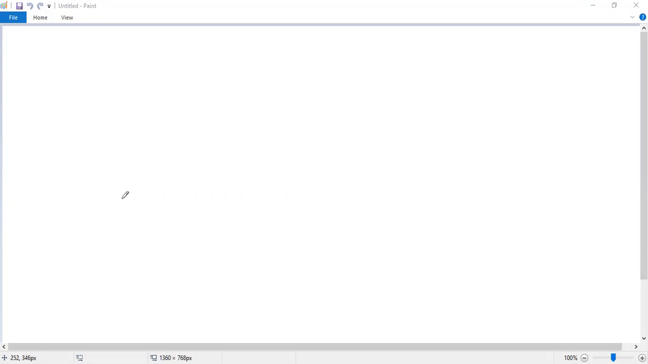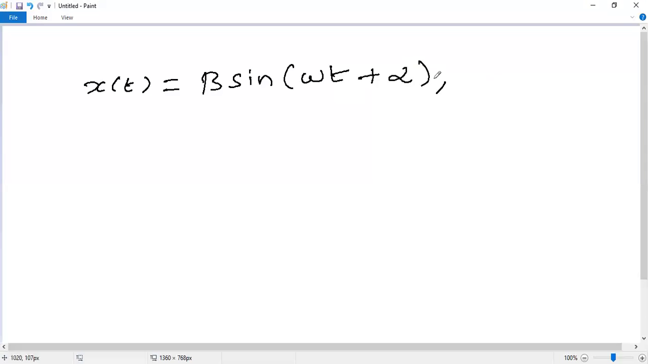The displacement function x of t equal to b sine omega t plus alpha. The value of omega is 2 pi by T. The displacement function x of t equal to b sine omega t plus alpha.